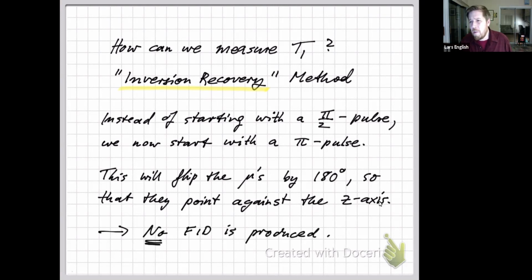And so we would not expect a free induction decay to be produced. Because if these spins point against the z-axis, again, there's no precessional motion, no FID being induced in our pickup coil. We would not expect a signal. And this is actually one of the ways in which we can be sure that we've actually supplied a pi pulse experimentally, if we don't see a subsequent signal.